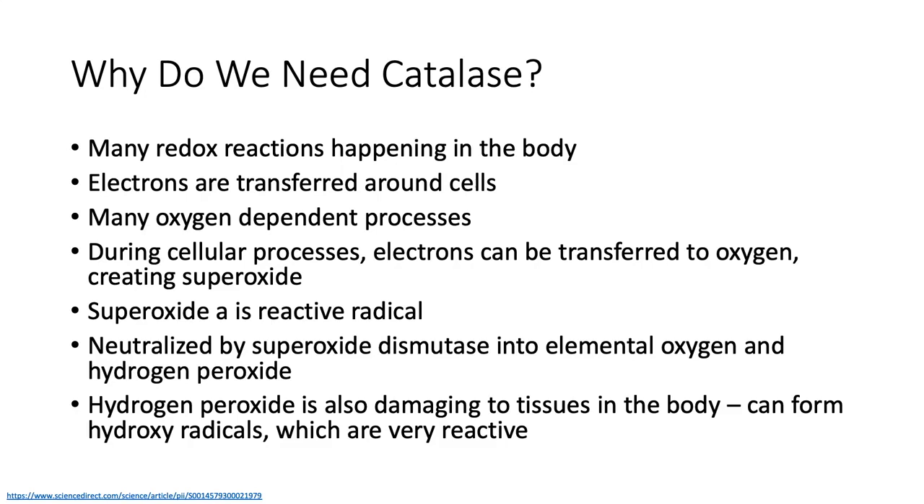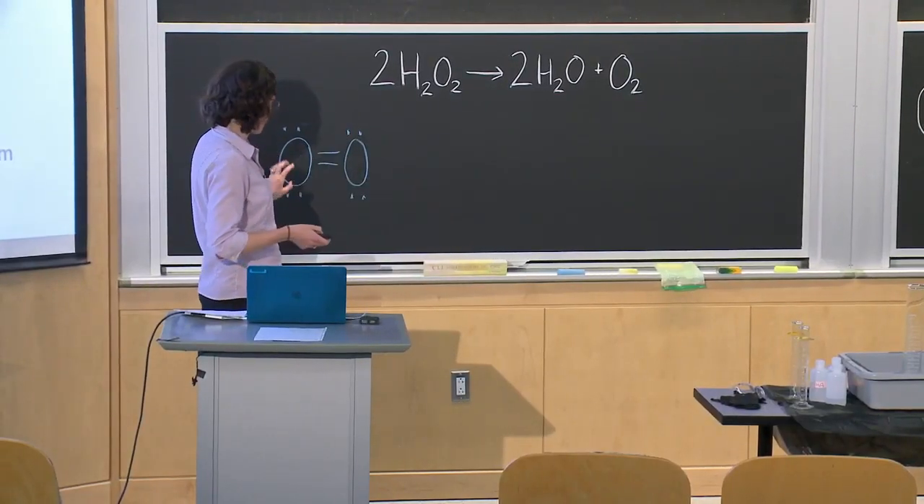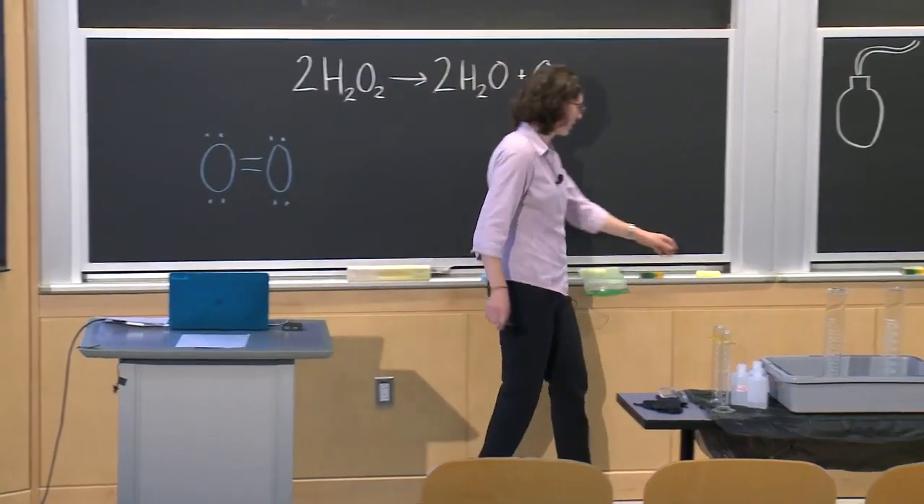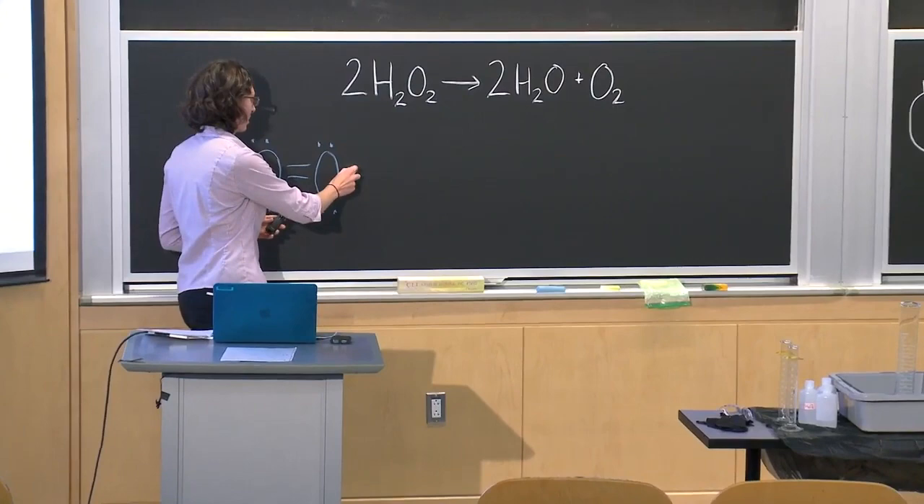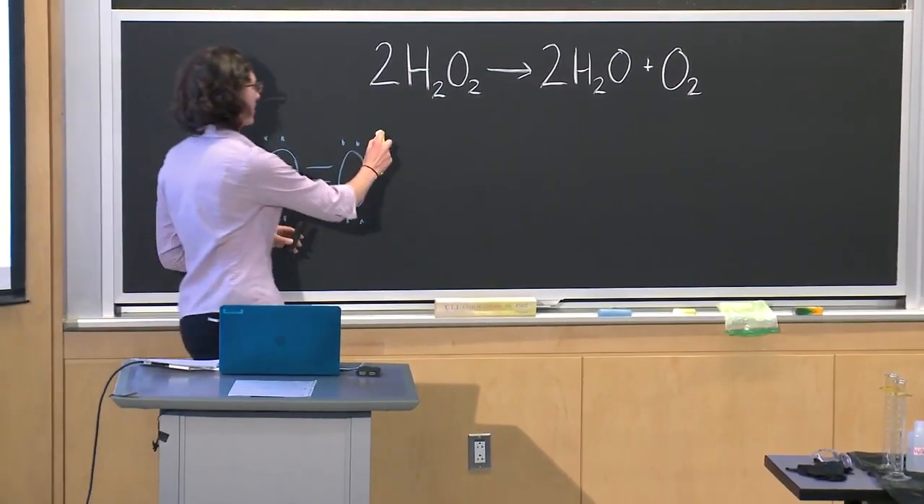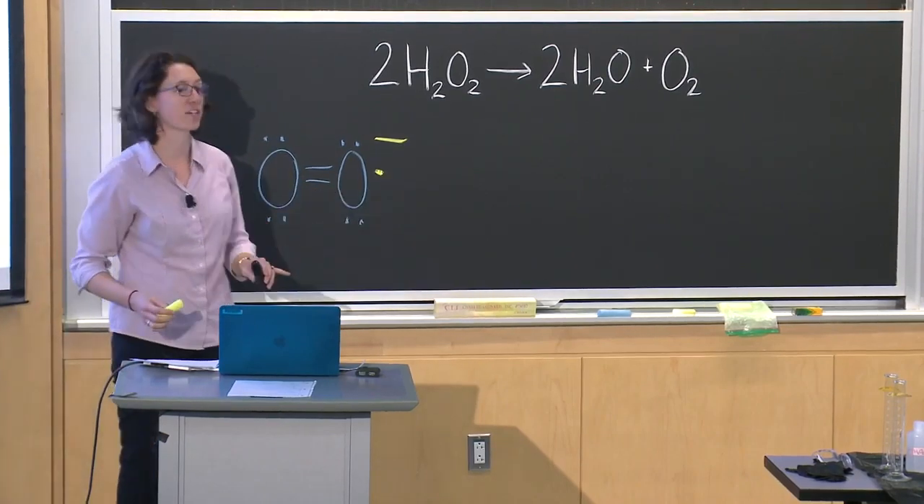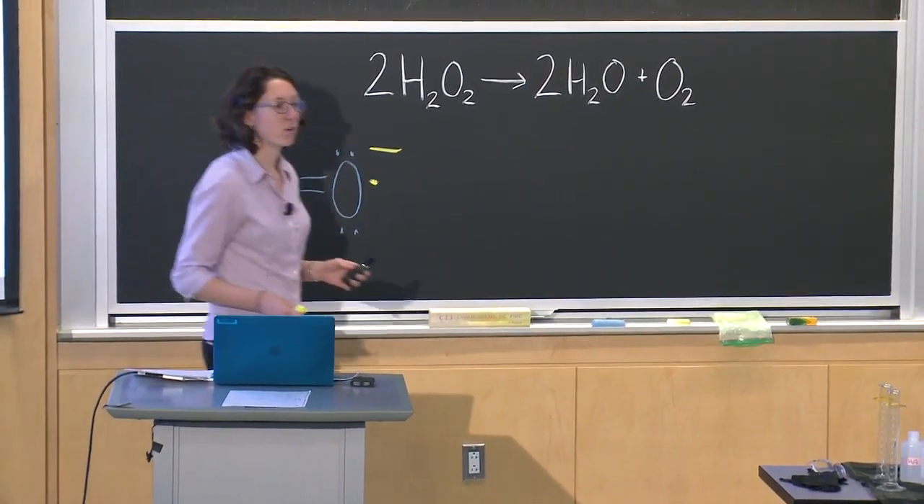And while these electrons are being transferred around, you also know that we breathe oxygen, and we need oxygen to perform many of our life processes. So you have a lot of oxygen in your body as well. And during a lot of these metabolic processes, you can get electrons that are transferred to oxygen. So if we have our oxygen and it gains an electron, we have what is called superoxide. Now this has a negative charge and an unpaired electron. And so it is a superoxide radical. And what do we know about radicals?